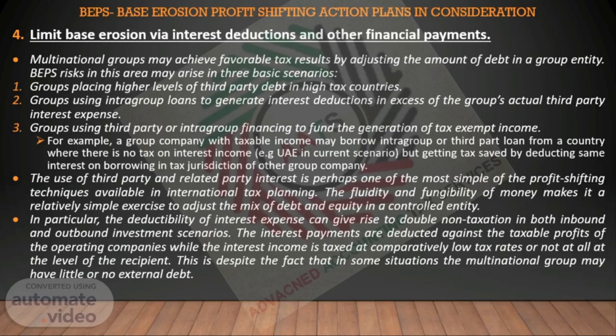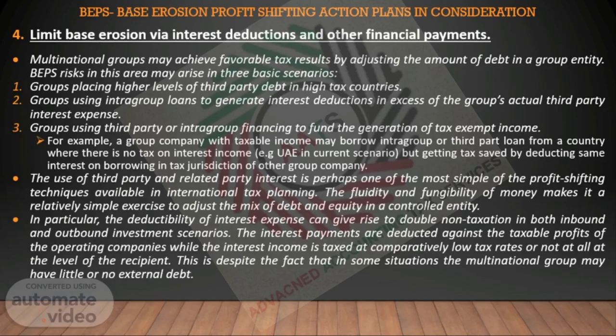For example, a group company with taxable income may borrow an intragroup or third-party loan from a country where there is no tax on interest income, e.g. UAE in the current scenario, but get tax saved by deducting the same interest on borrowing in the tax jurisdiction of another group company. The use of third-party and related party interest is perhaps one of the most simple of the profit-shifting techniques available in international tax planning.